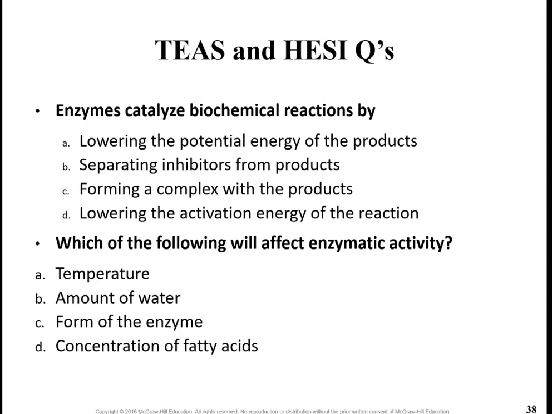Okay, questions. Enzymes catalyze biochemical reactions by A, lowering the potential energy of the products, B, separating inhibitors from products, C, forming a complex with the products, or D, lowering the activation energy of the reaction. If I want you to take anything away from this, it's this: enzymes lower the activation energy of the reaction, or D.